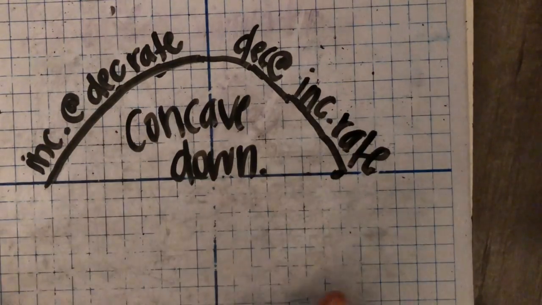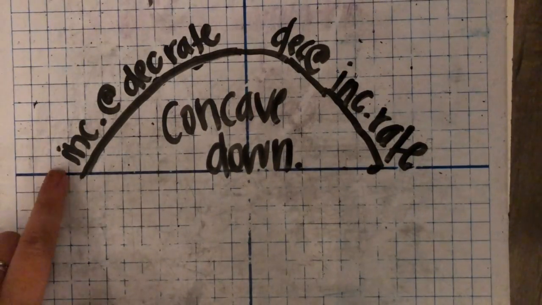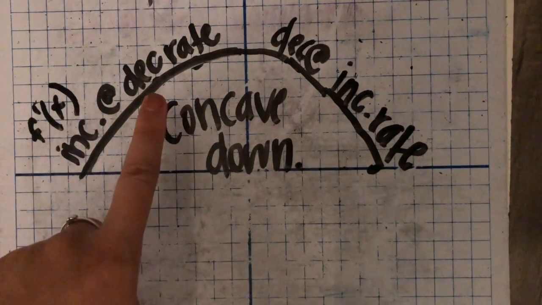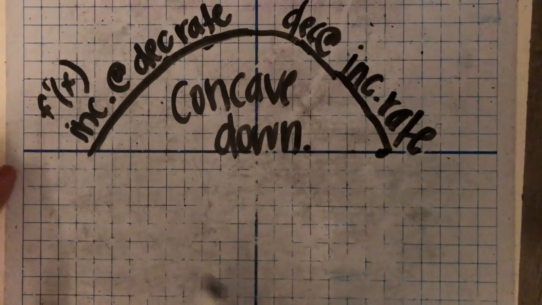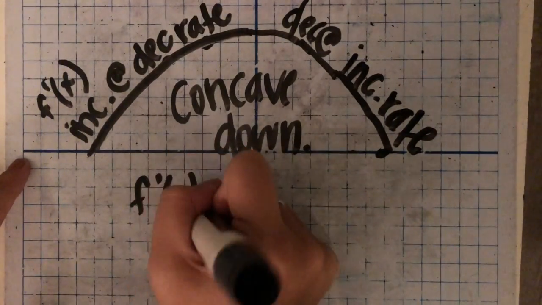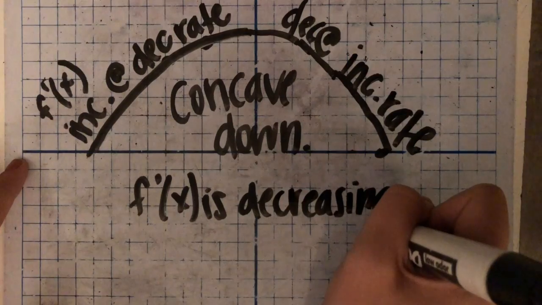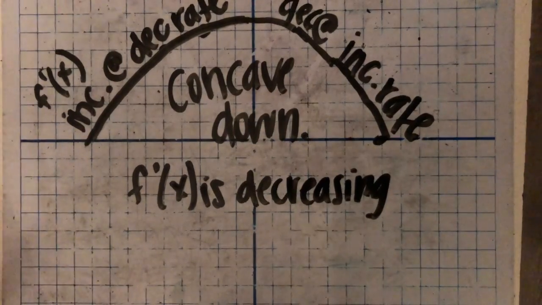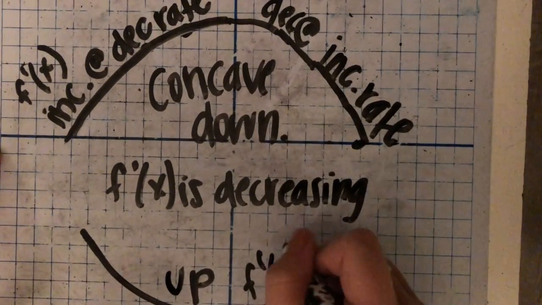Okay, so now let's connect that to the derivative. If he is increasing at a decreasing rate, what that means is that his derivative is decreasing. So for concave down, what we're going to think about in calculus is when we're going to look for this right here. Concave down is when your derivative is decreasing. Then your concave up, this one here, is going to be when your derivative is increasing.